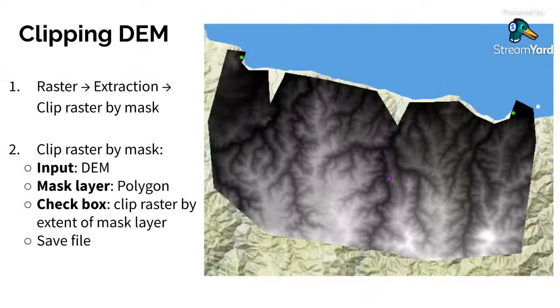And so when you draw all these vertices, you go to raster, extraction, clip by mask, and you select your input, which is the DEM you're starting with. The mask layer is your polygon that you just drew. And then you clip the raster by the extent of the mask layer. There's a checkbox to do that. And then you save the file. And boom, you have this clipped DEM.